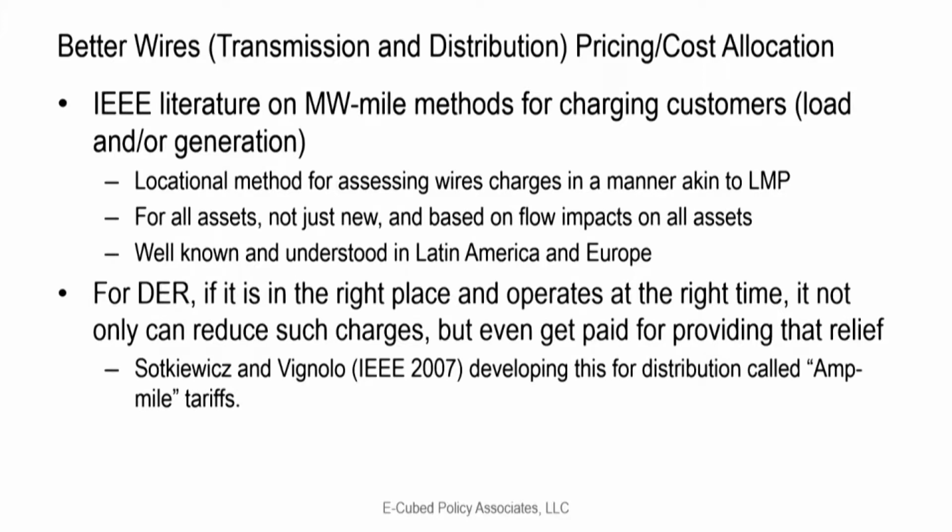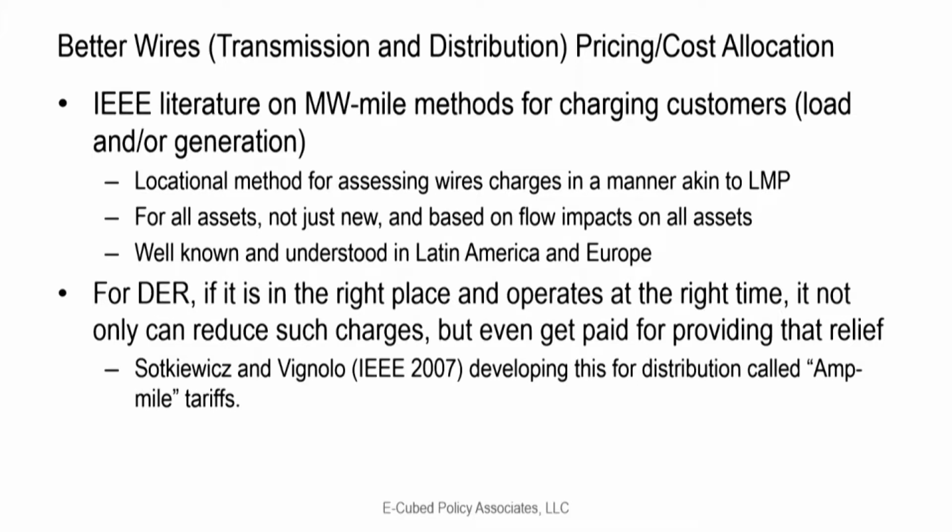And I'm saying here it's akin to LMP. It's not exactly the same as LMP. But there's a locational component and a time component, usually dealing with the peak of the system on which the system is planned, and a locational component as to where the load is or the generation is and how it impacts the distribution system. What I'm suggesting here is that we do this for all assets, not just new assets, not just old assets, but based on the flow impacts on all assets.